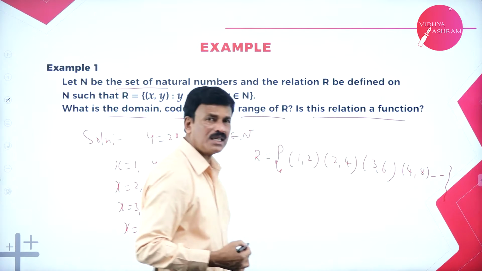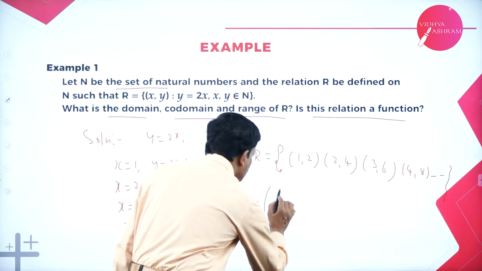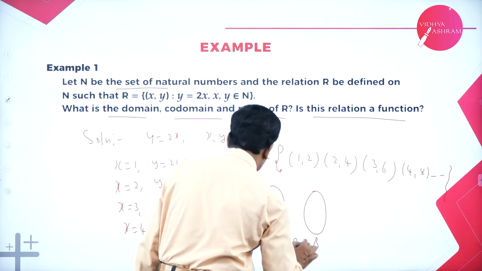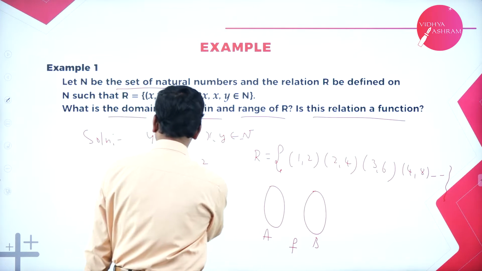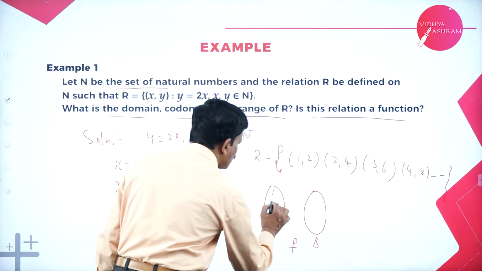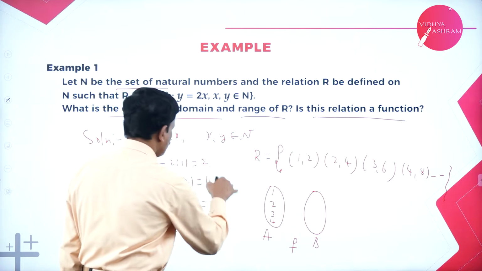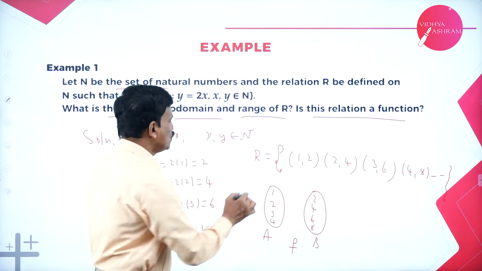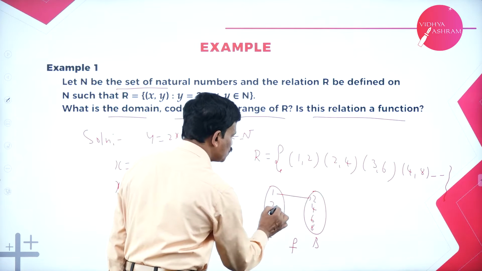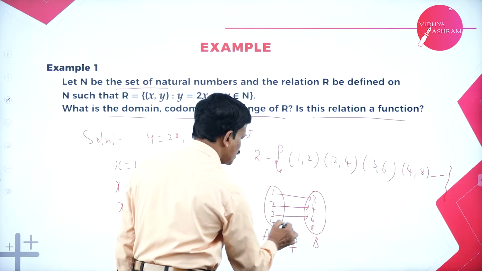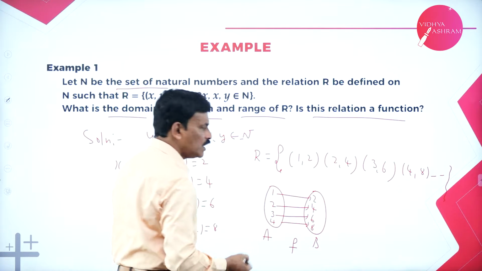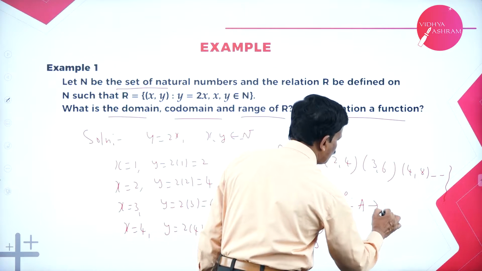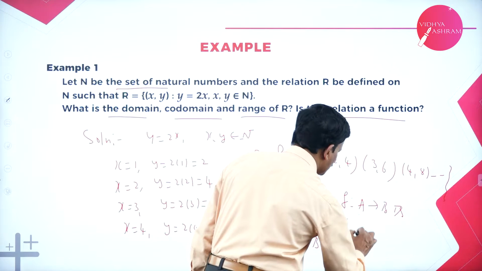That means here, let me represent A and B. So this is A and B, and we check whether it is a function or not. A contains 1, 2, 3, 4. The elements of A are 1, 2, 3 and 4. B contains 2, 4, 6, 8. Now how are they related? So 1 to 2, then 2 to 4, then 3 to 6 and 4 to 8. So definitely f from A to B is a function. So this relation f from A to B is a function.